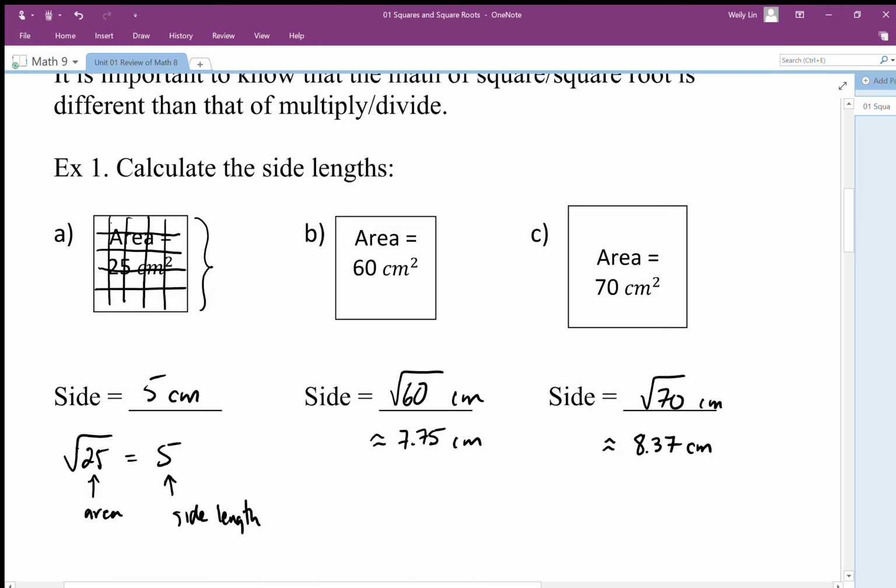And I can test this again by multiplying it by itself, or I can square it. And again, although multiplying 8.37 times 8.37 gives us the same answer as squaring, it is slightly different than actually squaring.